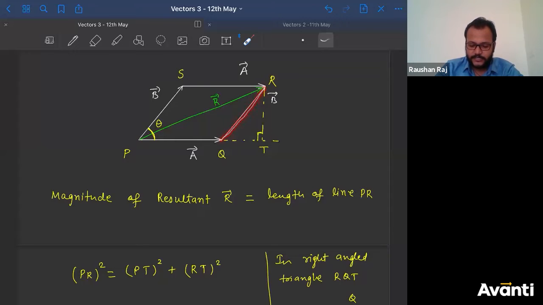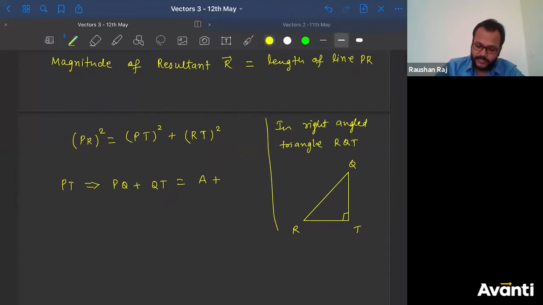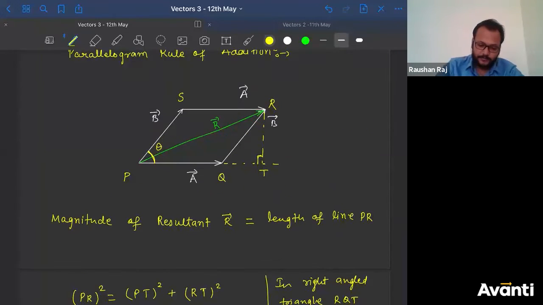Can I say that this QR is nothing but vector B? So the length of this line will be nothing but the magnitude of B vector, right? So what is QR vector? QR is nothing but vector B. So I can write this line is nothing but magnitude B.